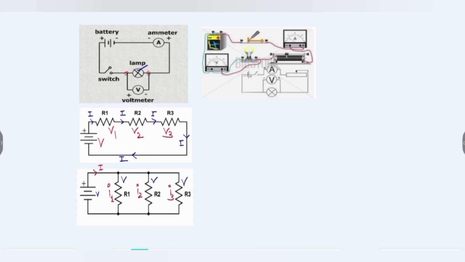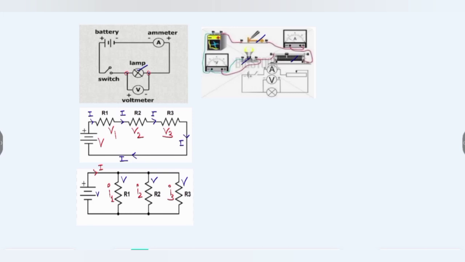This is an open switch. If you close the switch, what will happen? Current will pass through the circuit and the bulb will glow. This is about the schematic diagram, and here you can observe how the ammeter and voltmeter are connected. Here the ammeter is connected with this device in series. This is the switch. When you close the switch, current will pass through this device, so it is connected in series.